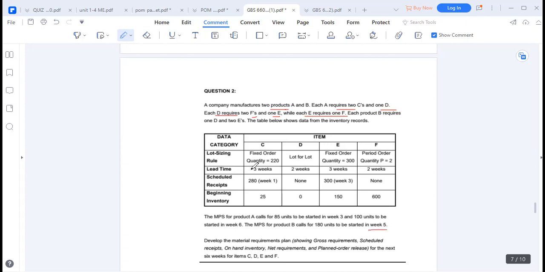All right, so lead time is the time taken between when they place an order and when you receive an order. The initial receipts are units of a commodity received by the firm from suppliers. The beginning inventory is 25 for C. For D, they started with 0 units. E is 150, F is 600. So the most important thing here is to draw the product structure tree. Each A requires 2 C's and 1 D.